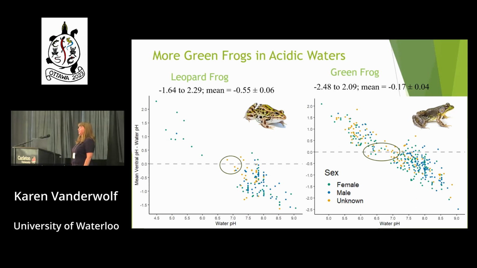I don't think, it wasn't really a water pH study. I don't think they measured sites where they didn't find frogs, so sites that they might not select. Yeah. In terms of the gap, I think that's just lack of data on our part.